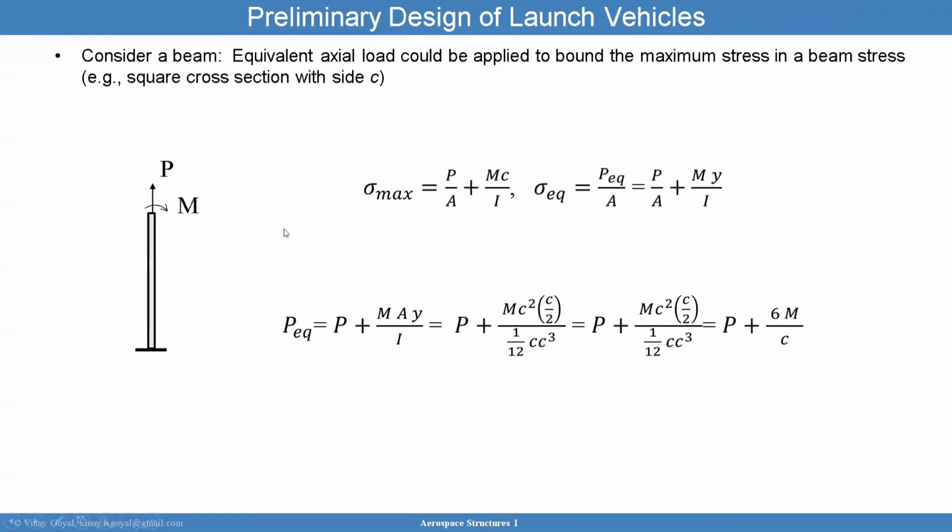I want to give an example of a square cross section so you can get an idea how to do that. So this is a square cross section. I have a bending load and an axial load in tension, could be in compression. The stress is P over A plus MC over I. P over A is the axial load. MC over I is the bending load, the stress due to bending.